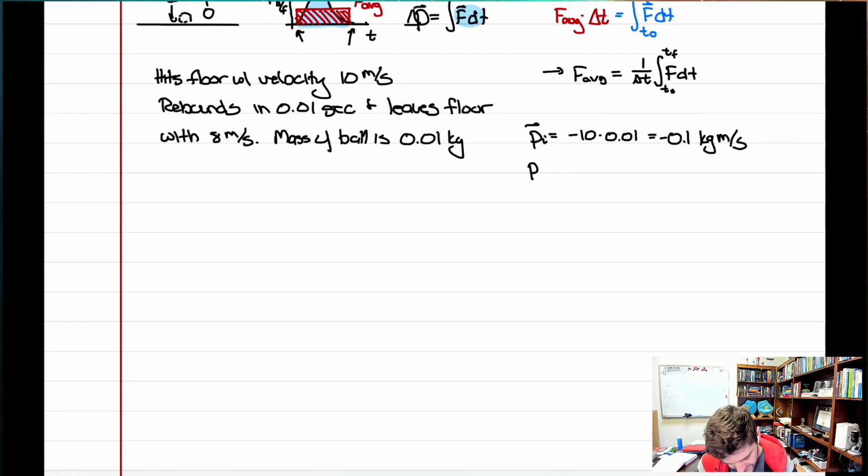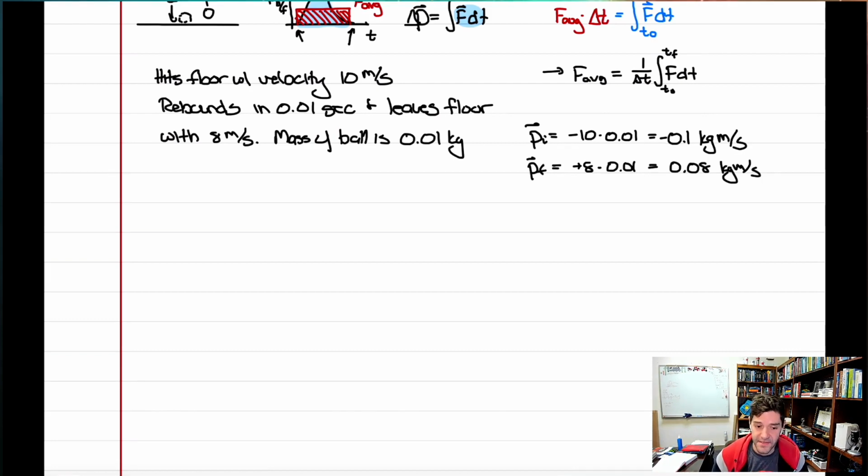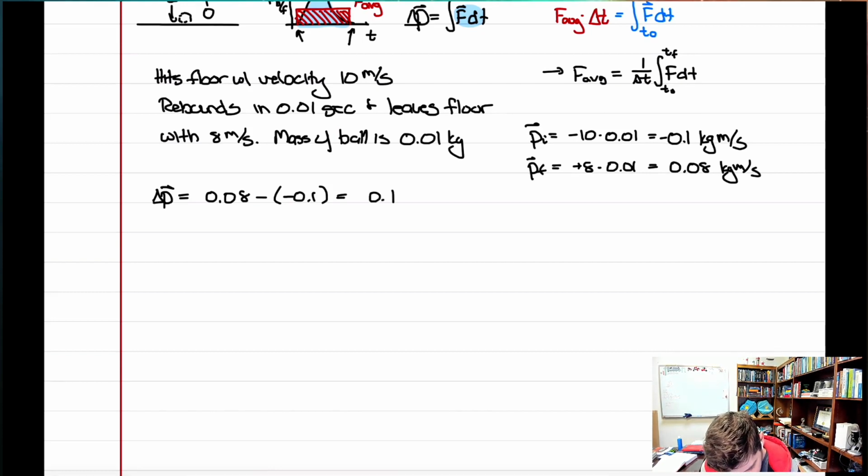With a negative sign. The final momentum then is going to be +8 times 0.01. So in that case, it's going to be positive 0.08 kilograms meters per second. And that is the final momentum, such that the change in the momentum is then going to be final minus initial, so 0.08 minus the initial negative 0.1. So then that looks like it's going to be 0.1 plus 0.08, or 0.18 kilograms meters per second.